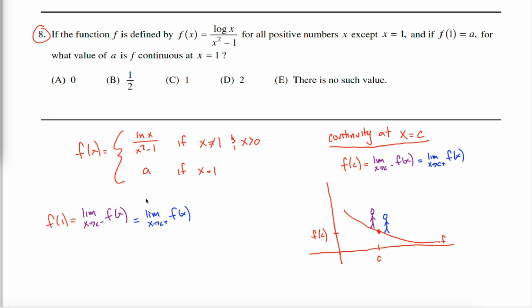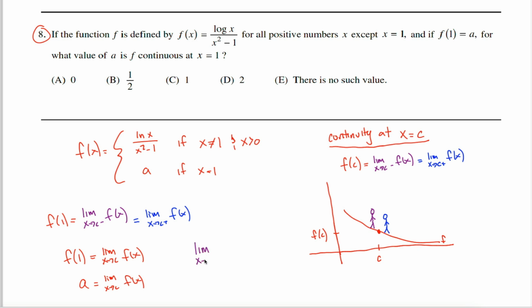Instead of considering these two one-sided limits individually, I can just consider the two-sided limit, the limit as x approaches c of f of x. I'm told in the problem that f of 1 equals a, so a is the limit as x approaches c of this function f of x. And I'm asked what would a have to be in order for this function to be continuous. In other words, a has to be equal to this limit. Evaluate this limit and I'm done with the problem.